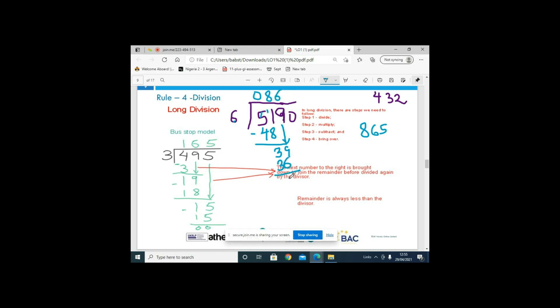You take it away. You have 3. Or you take it away. You get it? So you now bring this 0 down again. So that is 30. How many 6 can you find inside 30? It's 5.